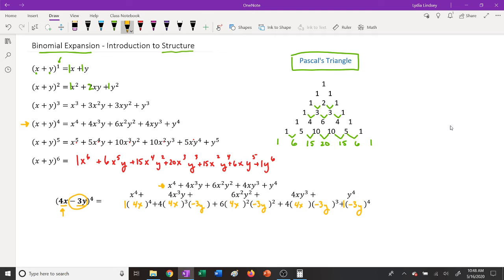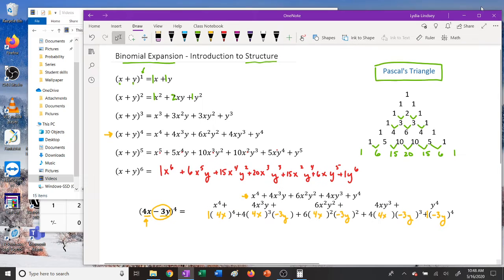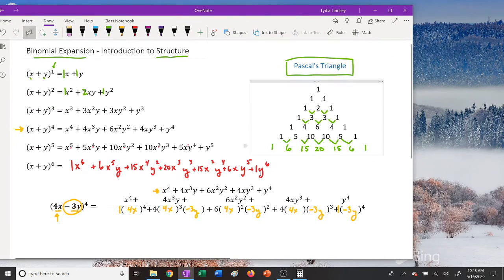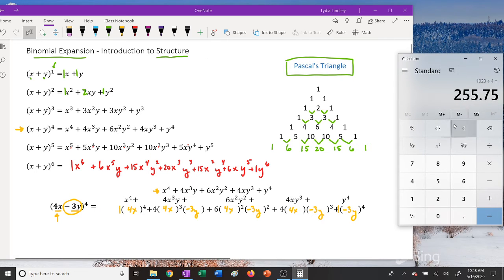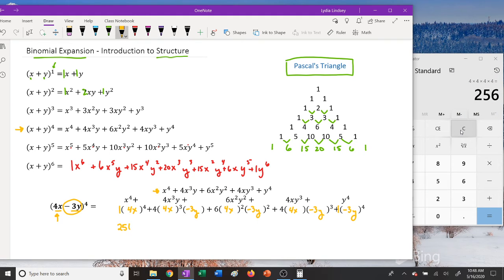So pardon me for a second here. I'm going to pull up my calculator so that I can keep going along with our calculations. So I'm going to do 4 to the 4th, which is 4 times 4 times 4 times 4. And I only times that by 1, so I have 256x to the 4th. So there's my first term.